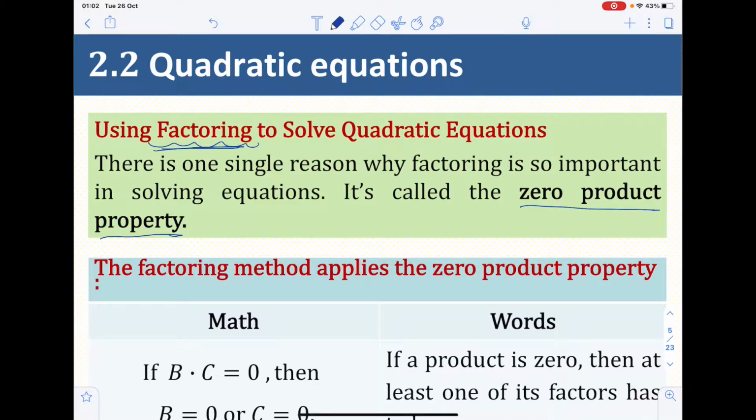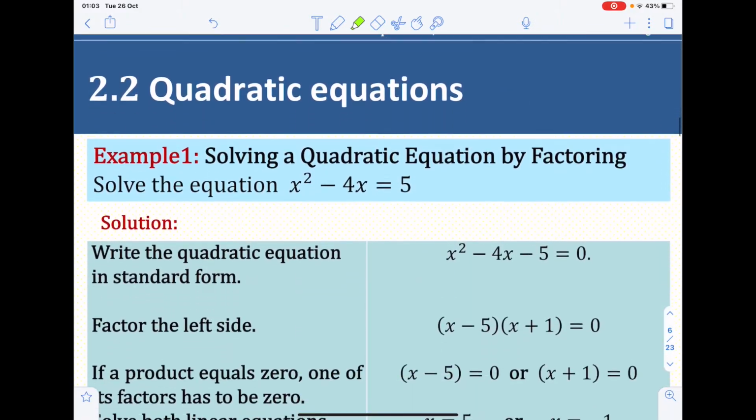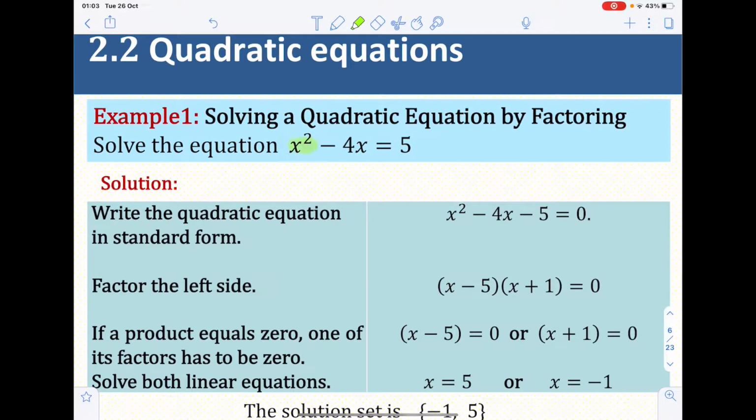The zero product property means that if we have two factors, and the product of these two factors equals 0, so either the first one equals 0 or the second one equals 0, okay? Because if the product of two numbers equals 0, one of them has to be 0, either the first one or the second one. Okay, so now how can we solve these equations? By using the method of factoring, okay?